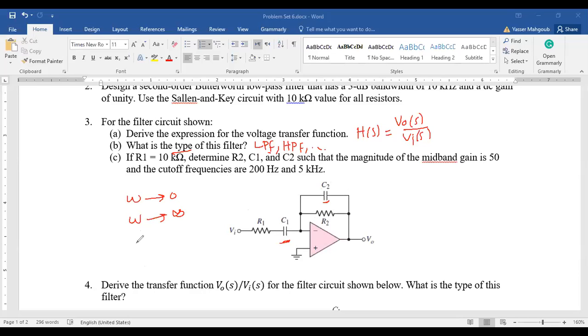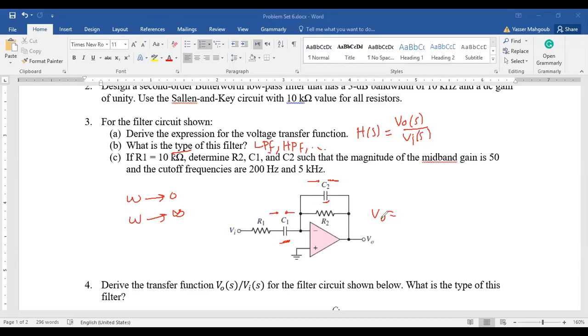Does VI get blocked at omega equal to 0? Sorry, say it again. Is there a low pass filter in that first part? Sorry, a high pass. Okay, let's see when omega goes to 0, right? It's a very low frequency, okay? When omega goes to 0, this is going to be open circuit, and this is going to be open circuit, right? Now, what do you think the output would be? If this is open circuit and this is open circuit.